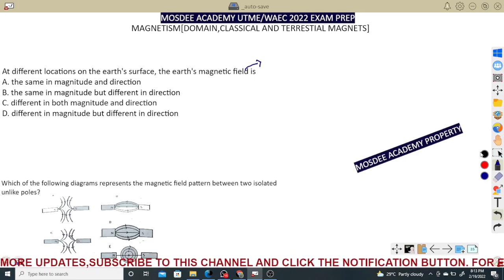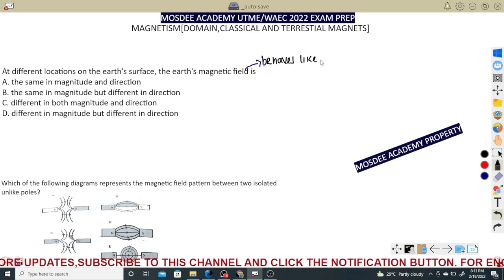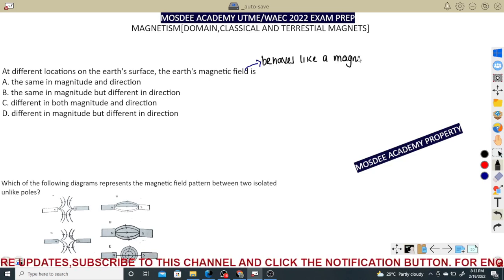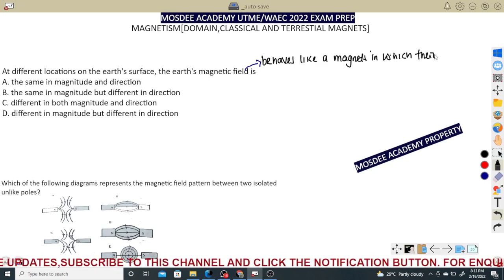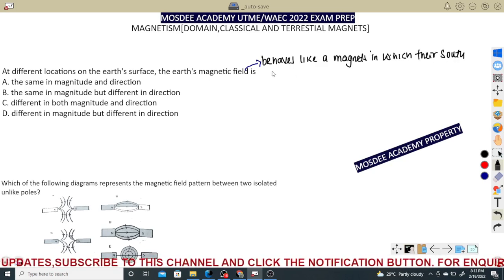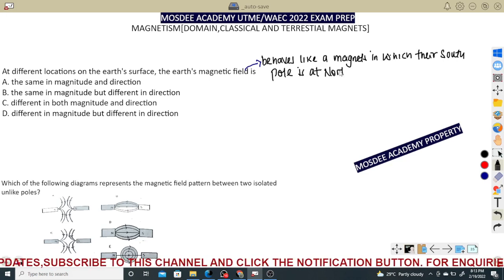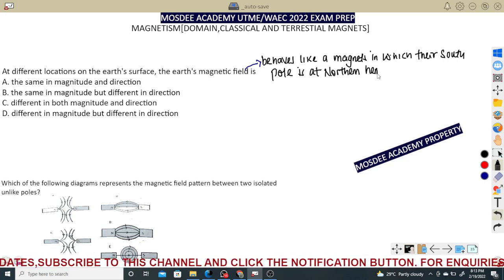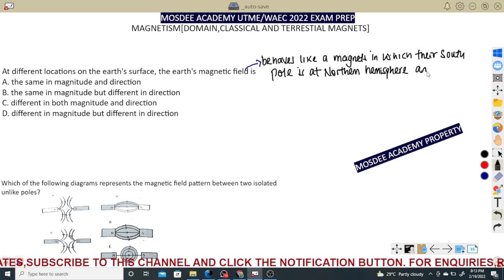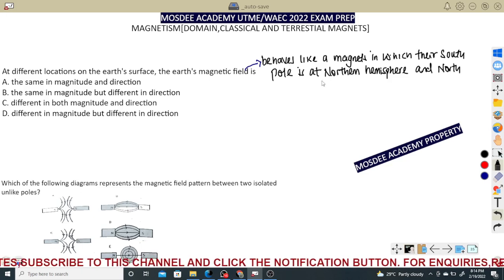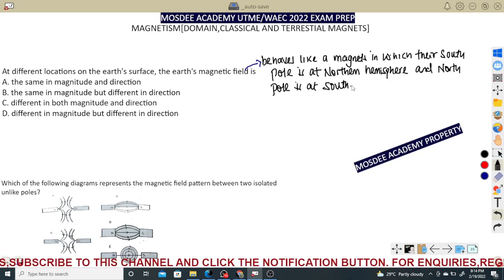The Earth's magnetic field also behaves like a magnet. It also has north and south poles, in which, just keep this in mind, the south pole is at the northern hemisphere, and the north pole is at the southern hemisphere. So these are short concepts.